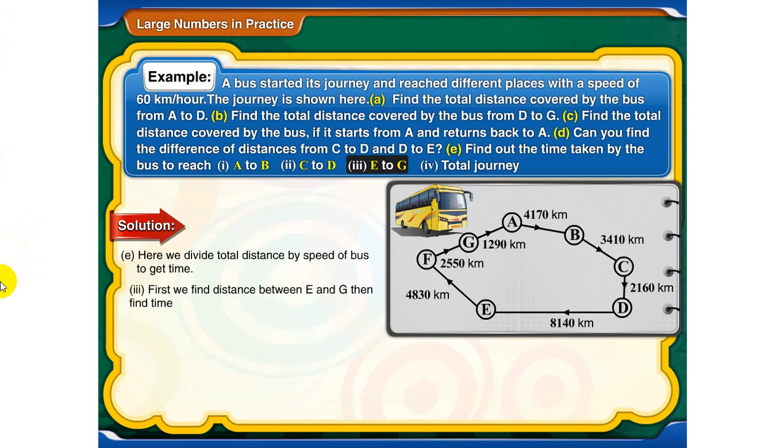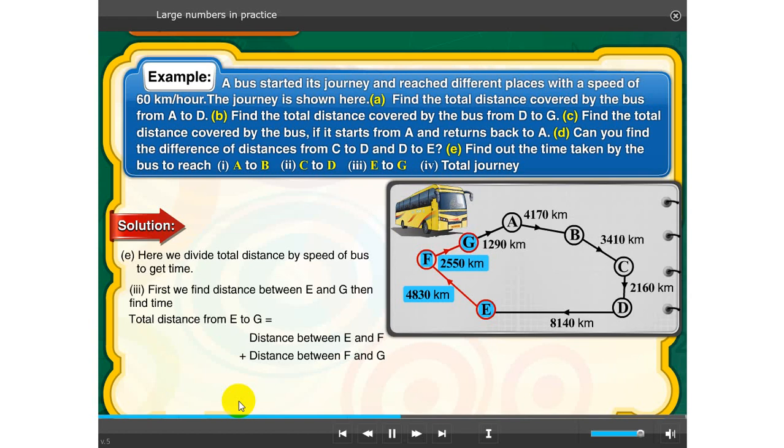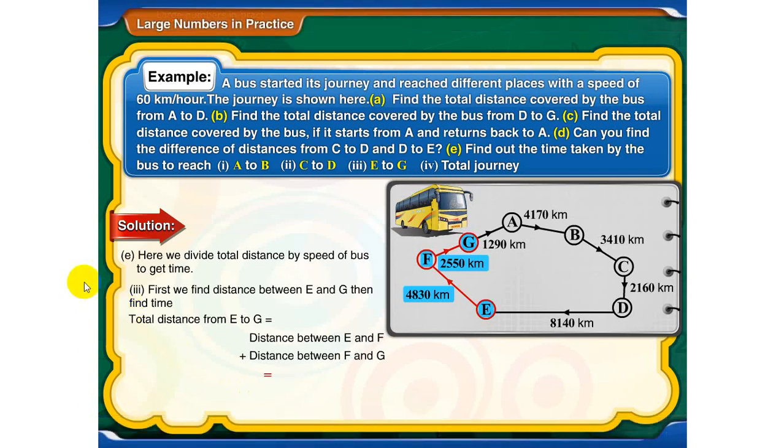3. First we find distance between E and G, then we find time. Total distance from E to G is equal to distance between E and F plus distance between F and G, that is equal to 4830 plus 2550, which is equal to 7380 km.